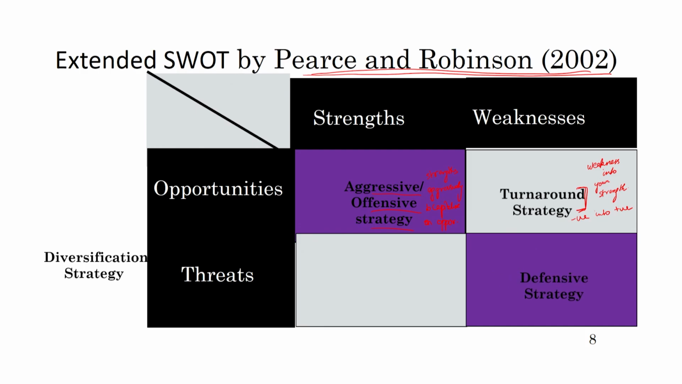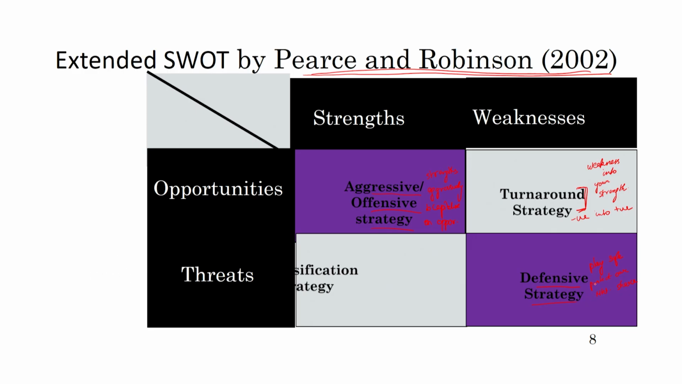The fourth strategy, when we combine weakness and threat, is known as defensive, wherein we have to play safe. We already have weakness and also some threats are there. We have to be in defensive mode. We have to protect our market share as much as we can. That is, we are going defensive.